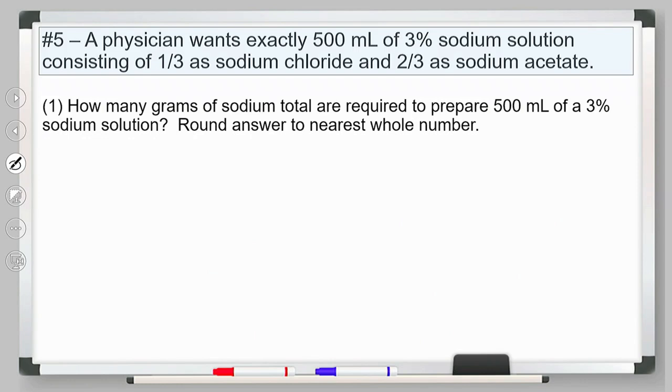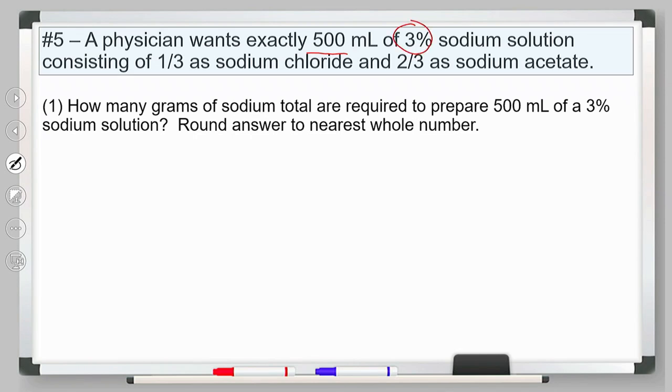All right, this one is a deceptively difficult question. It seems easier, but it's a little bit more difficult. So I'll just walk you through this one. It says a physician wants exactly 500 milliliters, so there's my volume, of a 3% concentration of sodium.